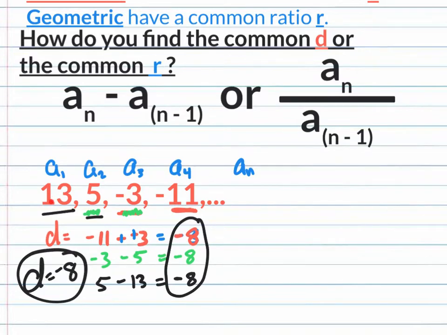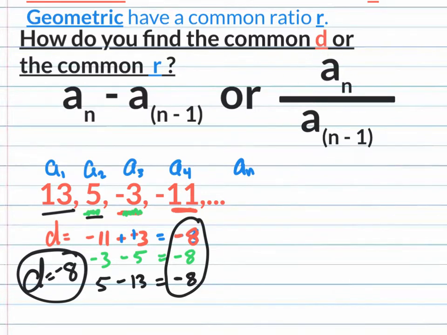From here, 13, if I add the common difference, -8, 13 plus -8 is 5, 5 plus -8 is -3, -3 plus -8 is -11, and so on, so on, so on, continues on forever. Okay? That's how to find the common difference, right, if it's arithmetic.